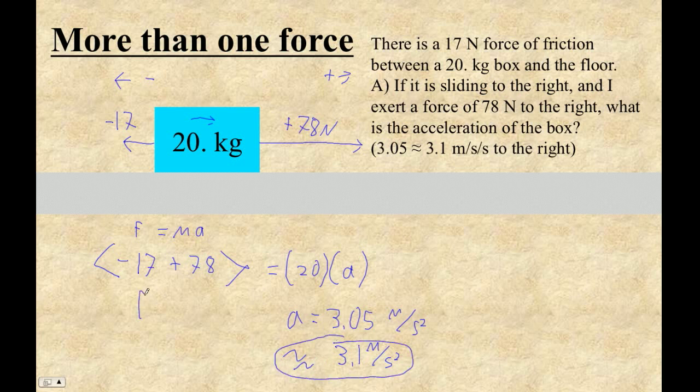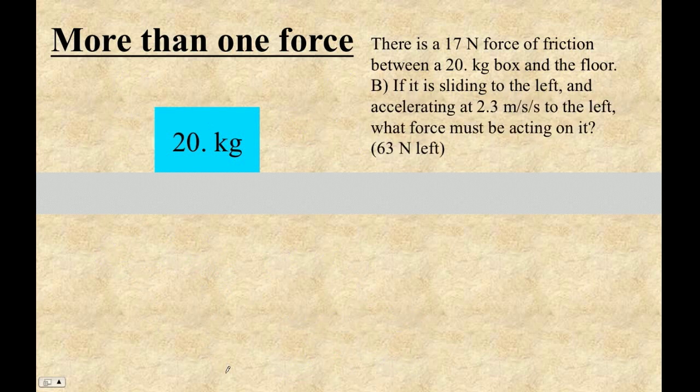Just don't forget the friction. The friction is impeding the acceleration, and the applied force is promoting it. Let's do another example here. So that's solving for acceleration. Sometimes we know the acceleration, and we want to find out what the force is. So let's see. It's sliding to the left, which means, by the way, the friction force will be opposing that. The little friction force, 17 newtons, will actually be to the right. I'm going to guess that there's probably an applied force that will be to the left here, but we don't know that yet.